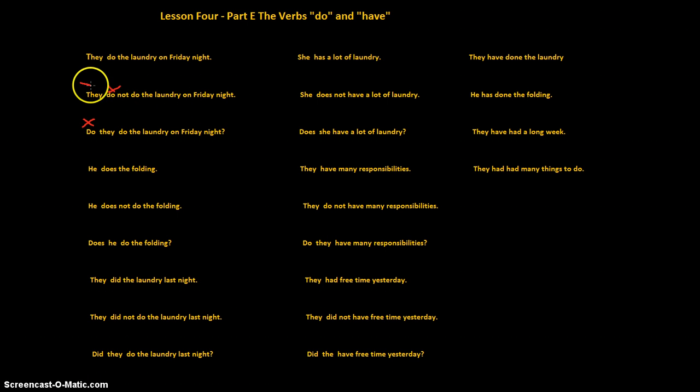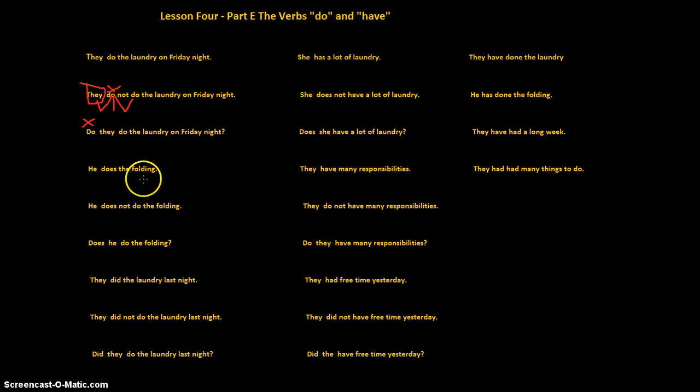We see that the subject is they. It's between the two X word places. Do, of course, ties with they. Do ties with the present. And do also ties with the verb do. This is the base form.